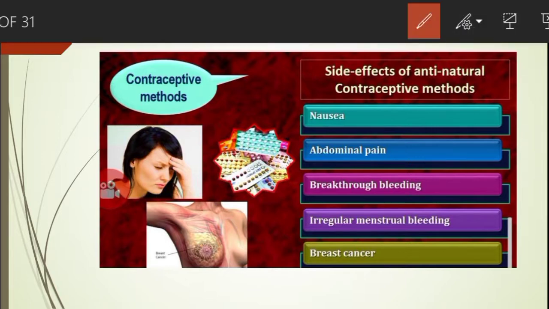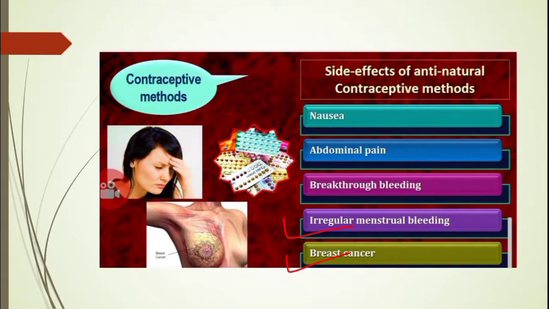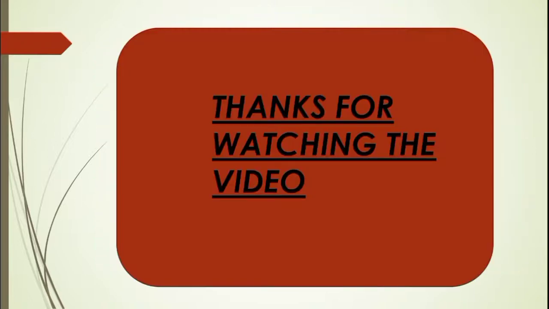Then the next one is the irregular menstrual bleeding, that is, length of the cycle is more than 35 days, or if the duration of the menstrual cycle varies. Then breast cancer. These are all the side effects of the contraceptive methods.